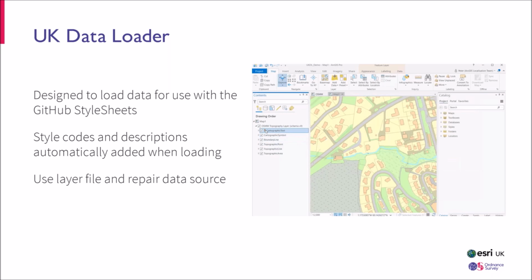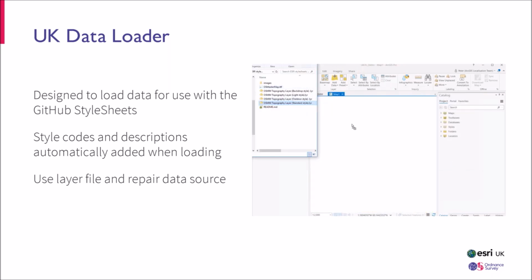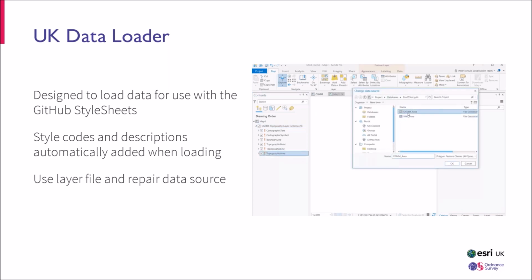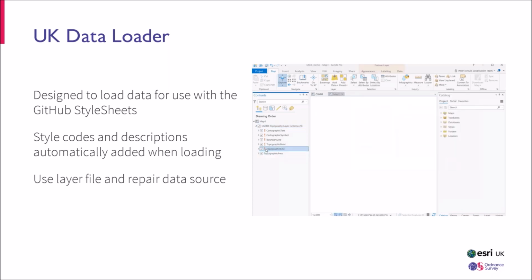So whenever it loads the data, there are 2 extra columns of style code and description which we will pre-populate as we're loading the data. You can use the style files in ArcMap or ArcGIS Pro. I'm showing you on the screen there, ArcGIS Pro.